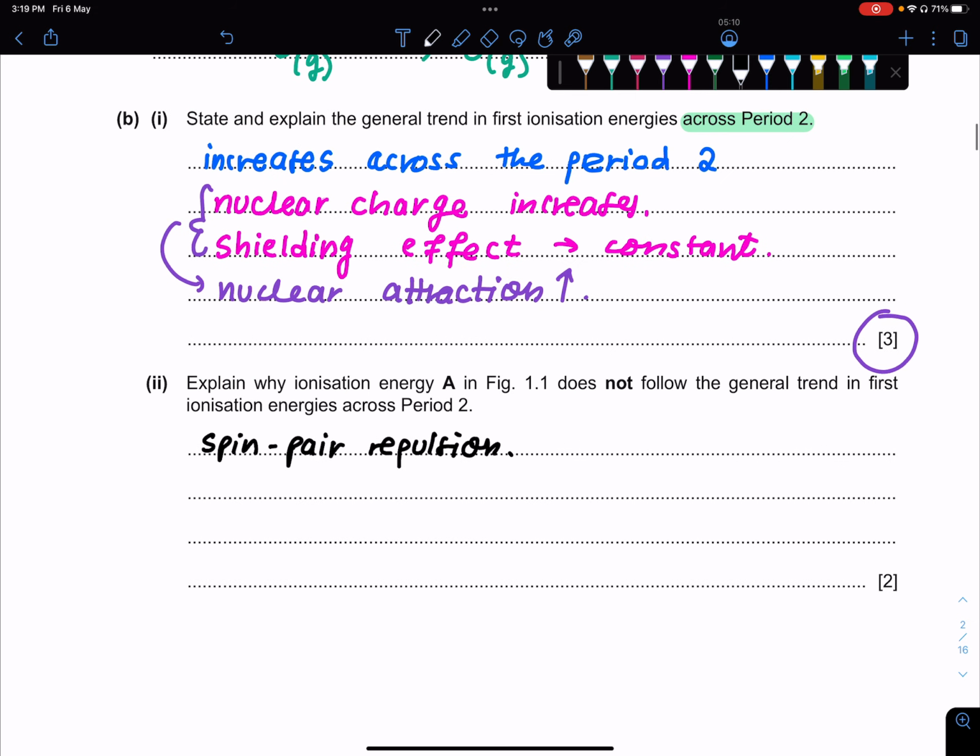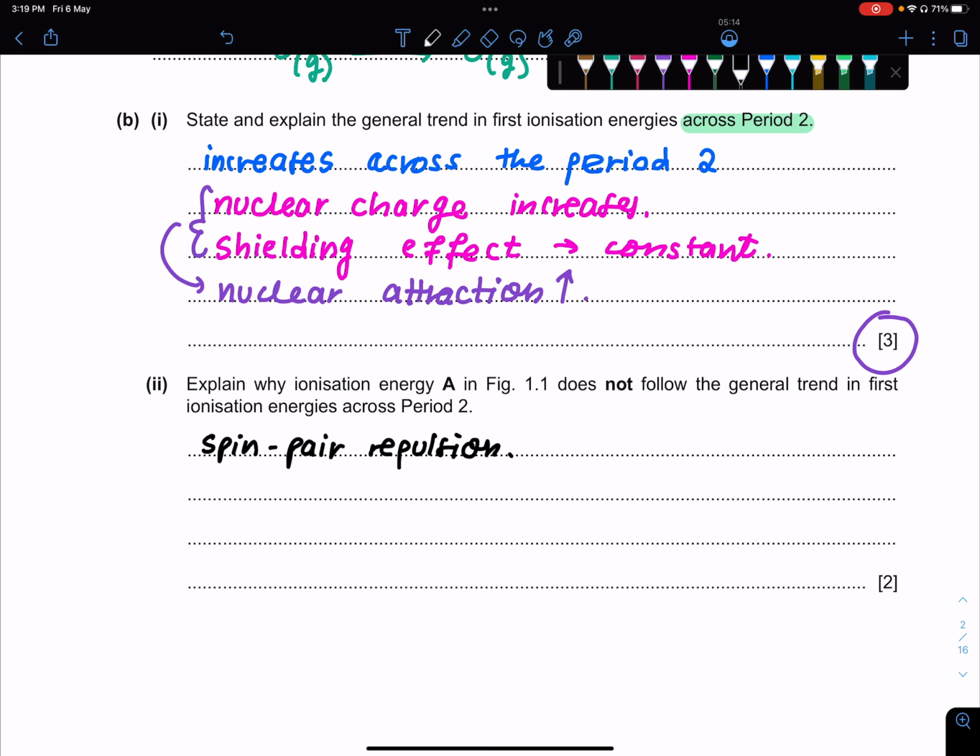So the extra repulsion created between the pair of electrons makes it easier to knock out an electron, to remove an electron from the 2p of the oxygen, right?